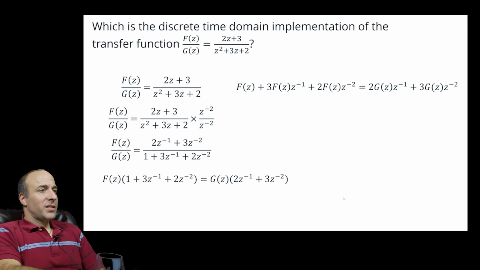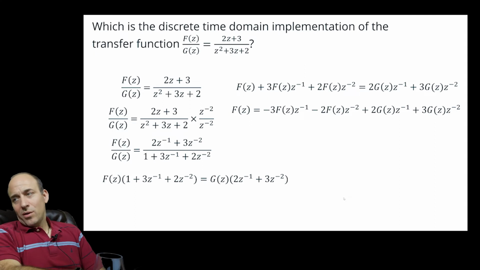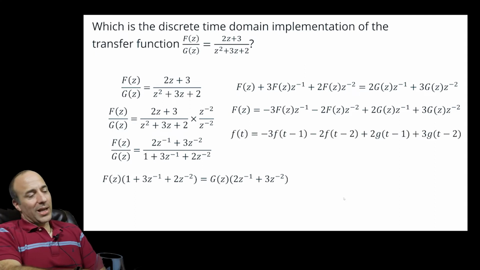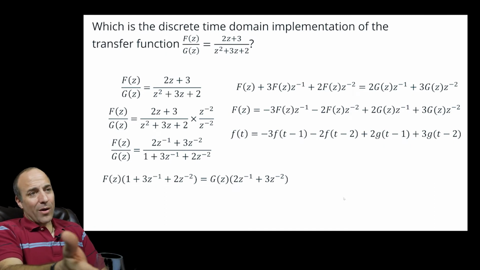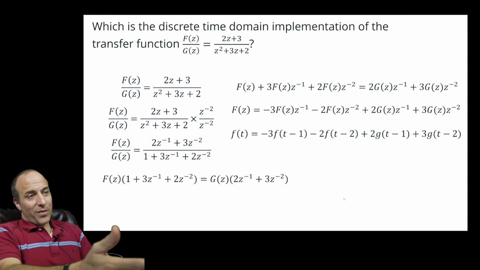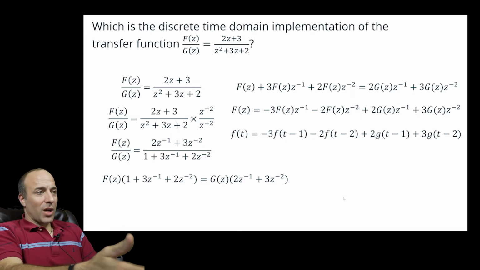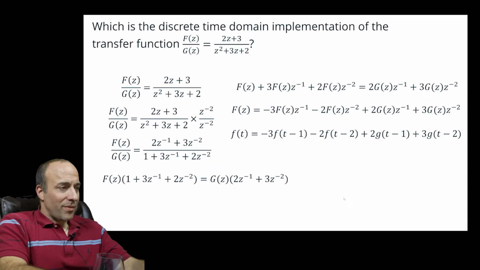And so we just need to get f of z on one side, it's our output, and our f of z's and g of z's on the other side, each of which multiplied by a z with a negative exponent, which then allows us to translate those z to the negative power to be samples from the past, either input sample if it's multiplied against g of z, or an output sample if it's multiplied against f of z. So that's it for quiz 6.